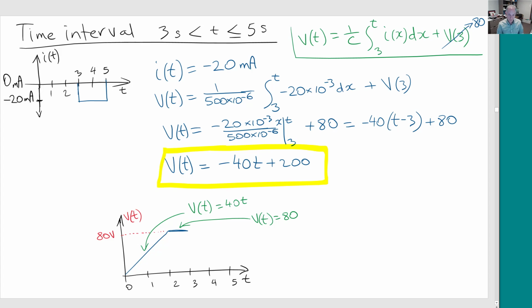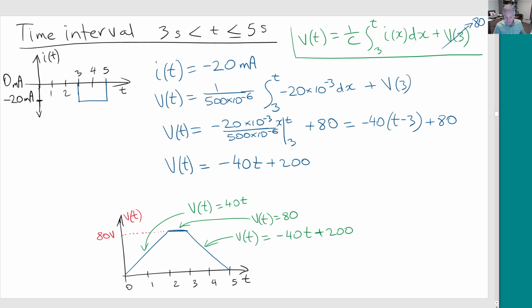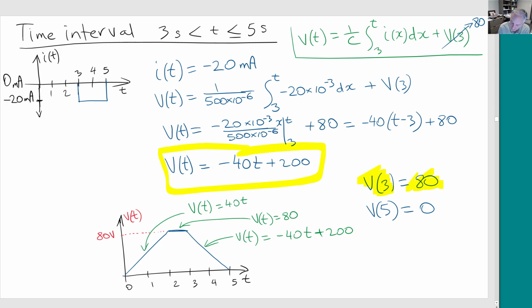Okay? So then that's a straight line, and that appears here. Okay? So that's the last segment of our piecewise analysis. And we can confirm that when we're at 3 seconds, this function gives us 80, which is our starting point here, which should match the previous piecewise analysis. And when we hit 5 seconds, then we should get 0 volts, which we do right down here. Okay? That's a cross check.